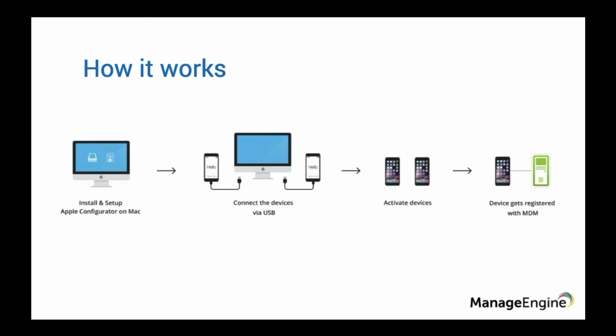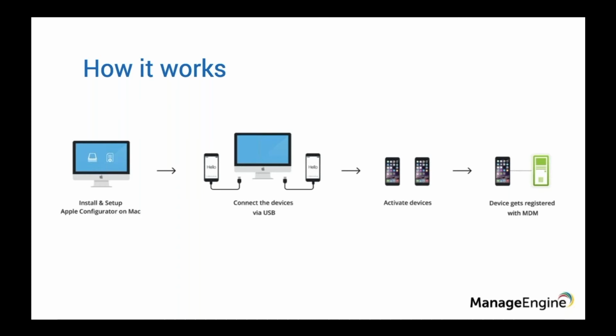So this is how Apple Configurator actually works. First up, you need to install and set up Apple Configurator on a Mac machine. The next step is to connect the devices via USB. Once you have configured them, when you activate these devices, they get enrolled automatically with MDM. However, these steps are to be done every time a device is to be enrolled.